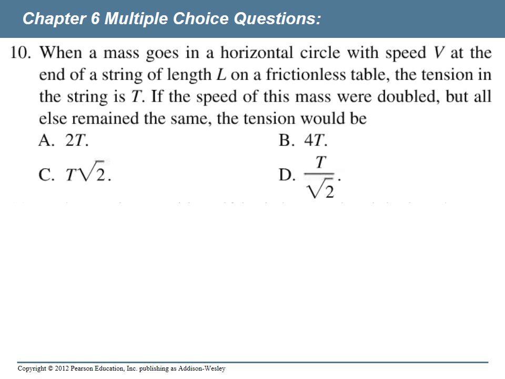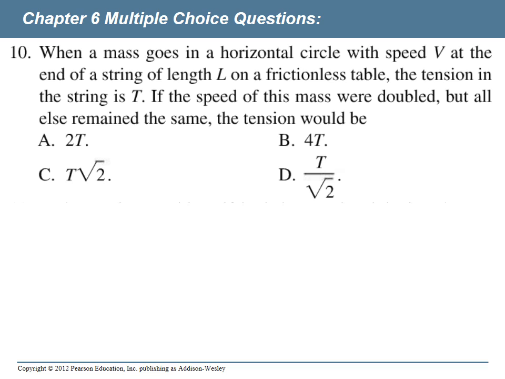This is really just a pretty much proportion problem. We have some mass in a horizontal circle going at some speed v at the end of a string of length L. So the radius it's going around is L. That's the length of the string. It says the tension is T. Now, if the speed is doubled, but everything else remains the same, what's the tension?